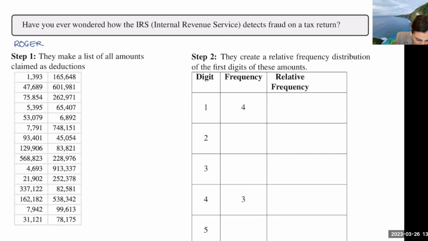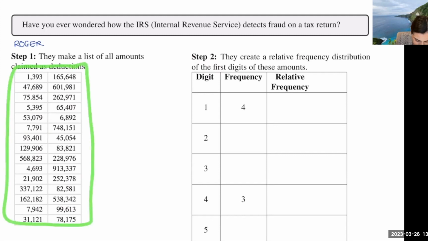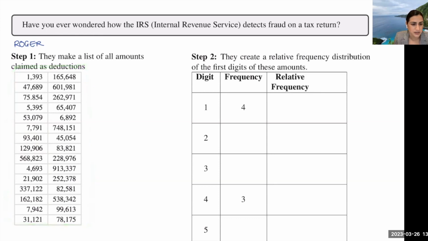Okay, so notice how Roger has all these tax deductions. What we're gonna do is we're going to look at the first digit of all of these amounts. And so for example, for this first amount here, the first digit is 1. For the second amount here, the first digit is 4. Okay, so we're going to be creating a relative frequency distribution based off the first number or the first digit of all of these amounts.